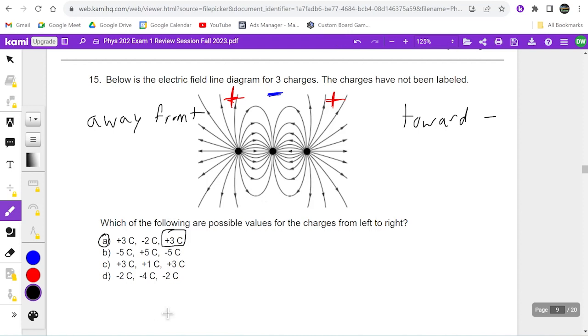So any questions there? Oh, here's a good question for you. Do the numbers matter? And the answer is not really. What matters way more is the positive and negative charge.